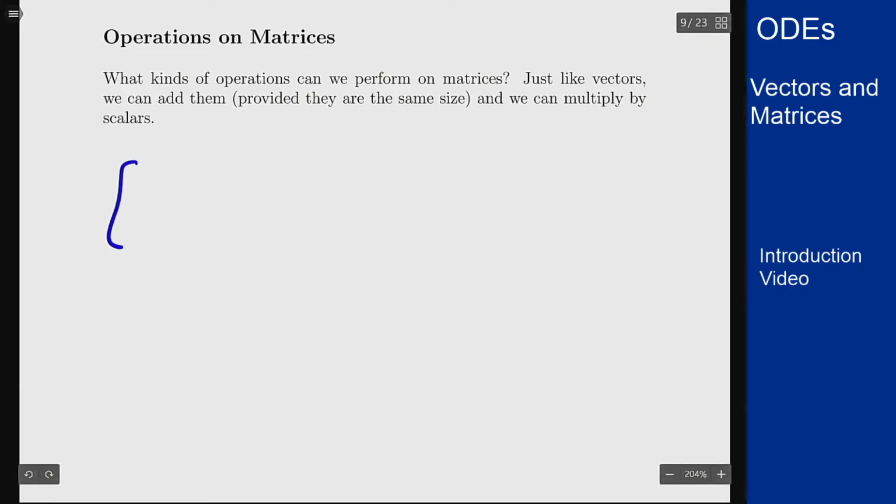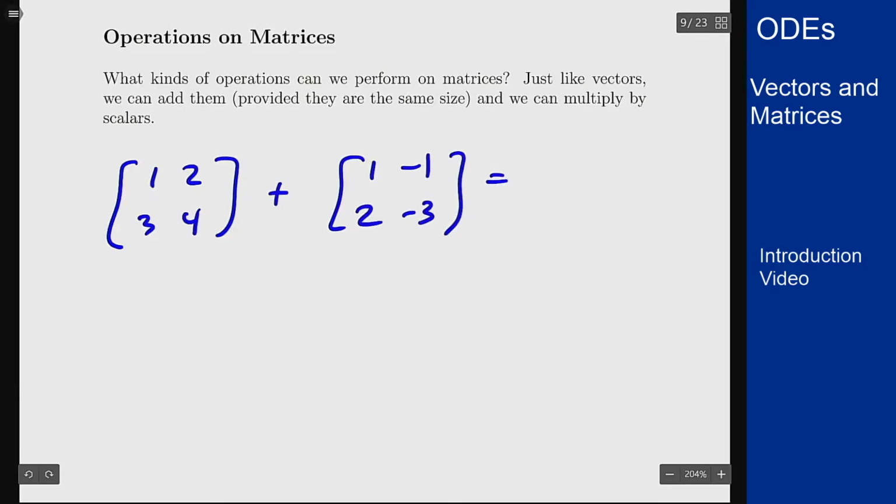So I have a matrix 1, 2, 3, 4. I want to add to it a matrix 1, -1, 2, -3. I can just do that. I just add across. Each component gets the sum of the components that it had before. So 1 plus 1 is 2, 2 minus 1 is 1, 3 plus 2 is 5, 4 minus 3 is 1, and that would be the sum of those two matrices.